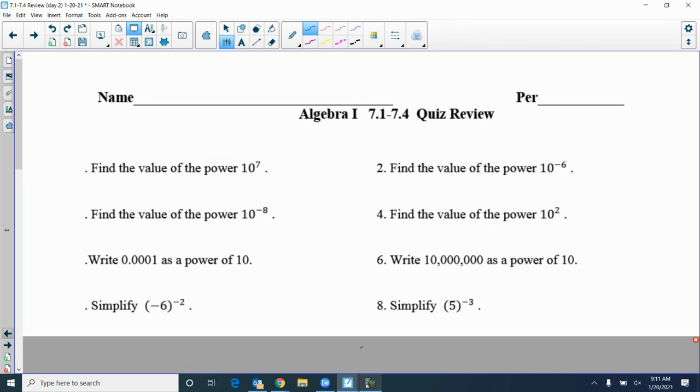5 to the third power. Now you can use your calculator to figure out what 5 to the third power is. What is it? So that's 1 over 125.